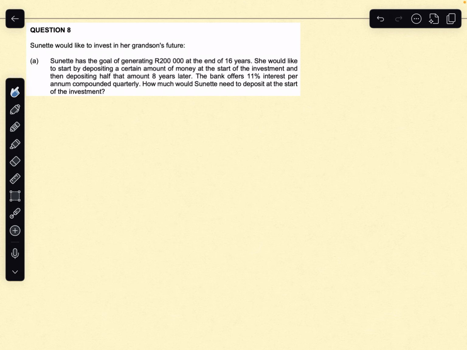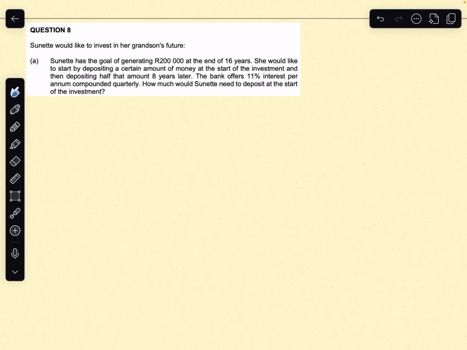Sunette would like to invest in her grandson's future. Good on you, Sunette. Sunette has the goal of generating 200,000 Rand at the end of 16 years. She would like to start by depositing a certain amount of money at the start of the investment and then depositing half that amount 8 years later. The bank offers 11% interest per annum compounded quarterly. How much would Sunette need to deposit at the start of the investment?